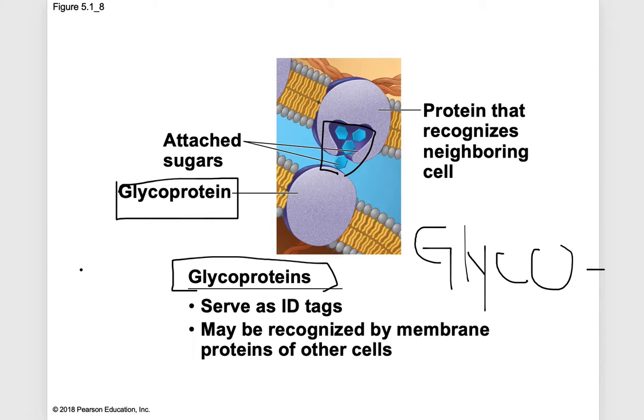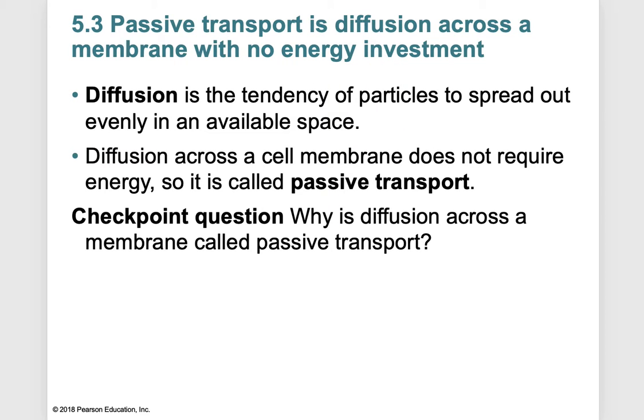We all have very specific glycoproteins on every single one of our cells to make sure that our bodies are able to recognize our cells and not launch an immune response to attack them.